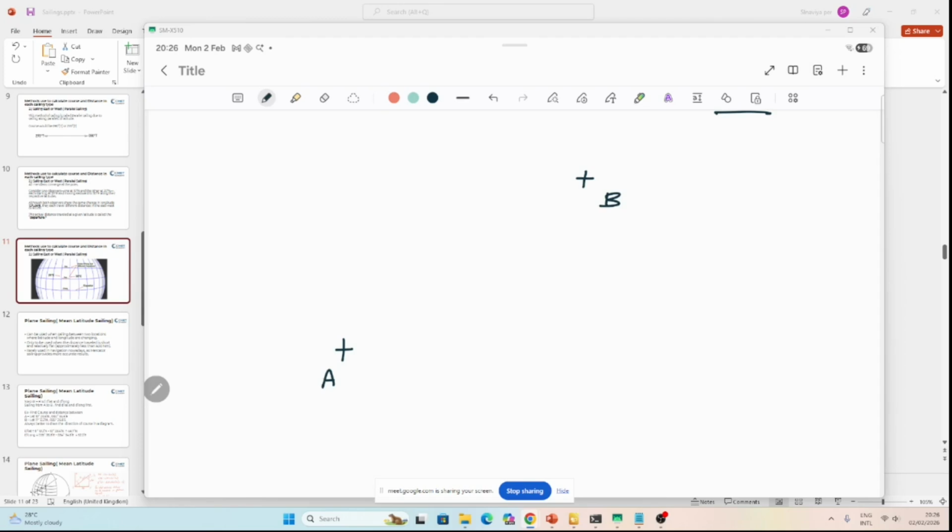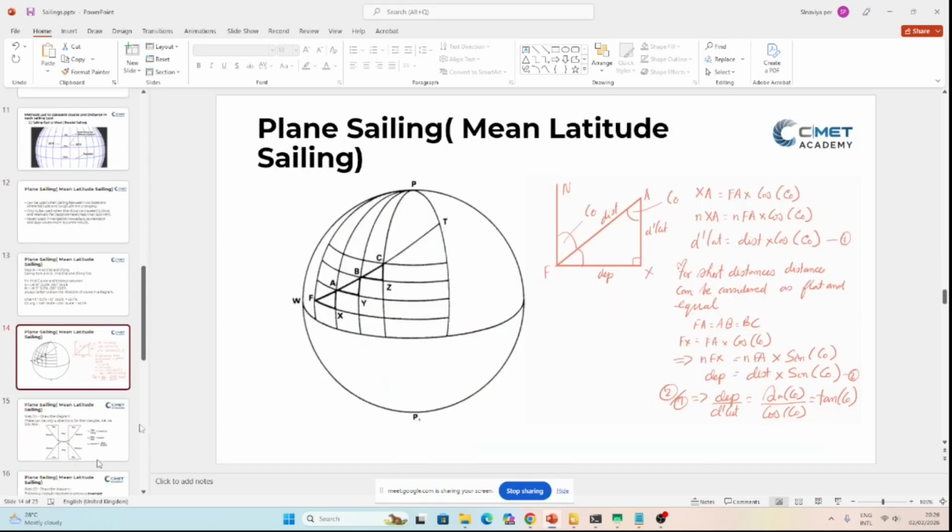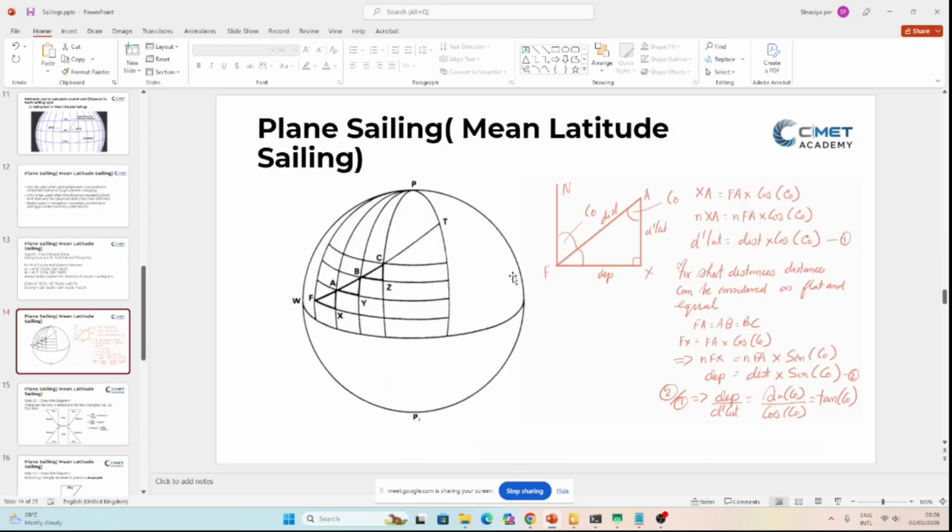Okay, you are moving from, I will show you. Can you see the picture? Yes, sir.